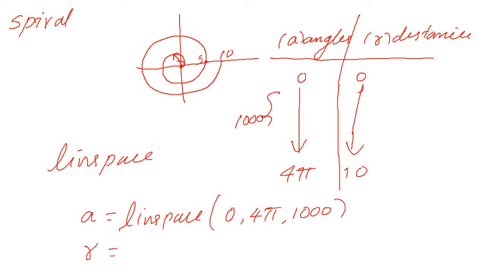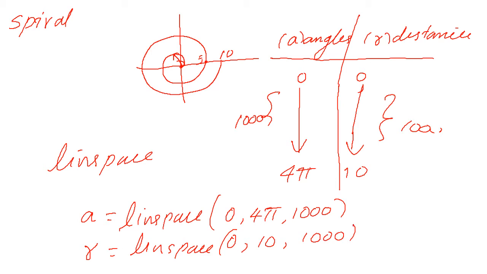Now to construct the array of distances, you can similarly use linspace, where we know that r must increase from 0 to 10. So 0 to 10, and you must have an equal number of points in A and R. So that means here also you must have some 1000 points. So this way we can create A and R. Once A and R are generated, you can use the polar function, polar A comma R, to generate the required spiral. So let us see how it works by writing code in Python.